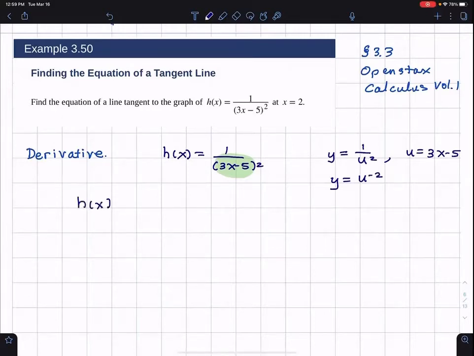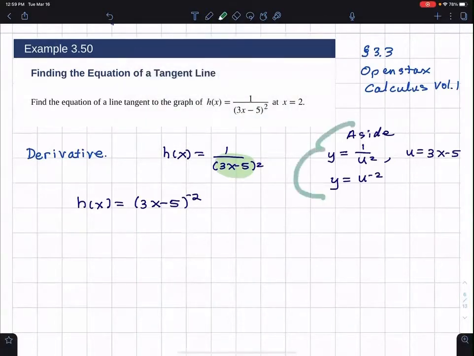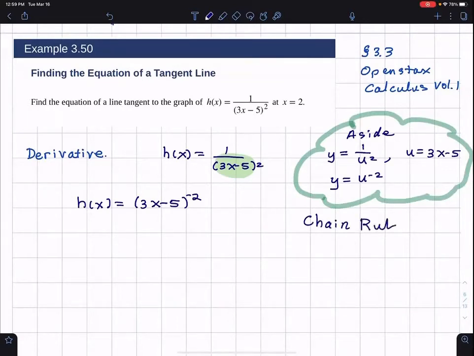Now, I don't know if I could continue on this side work, but I don't think I'm going to do that. I'm just going to go ahead and write this down as (3x minus 5) to the minus 2 power. I'm hoping that by writing what I did on the right-hand side, this little aside here, it could have helped us see that this is a composition of functions, and that what we're going to do is use the chain rule. So we have this outside function, which is u to the minus 2 power.